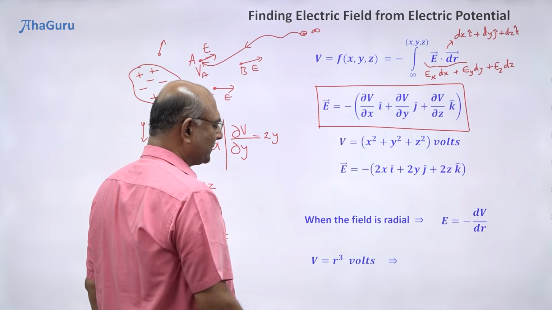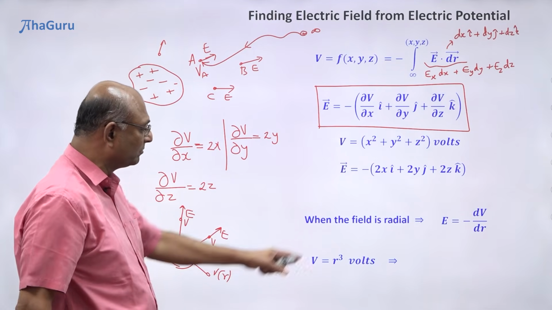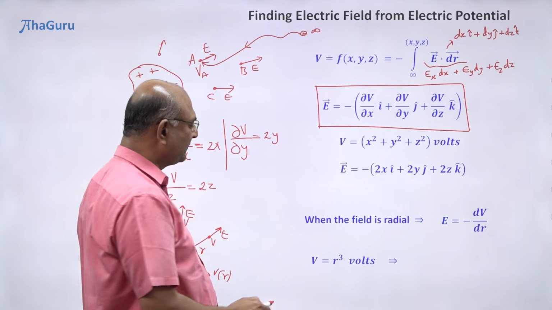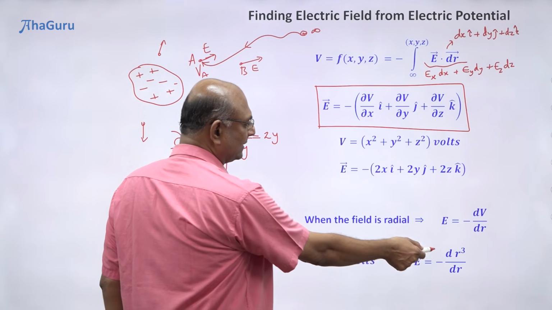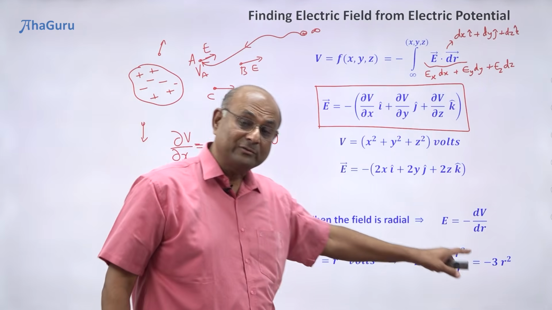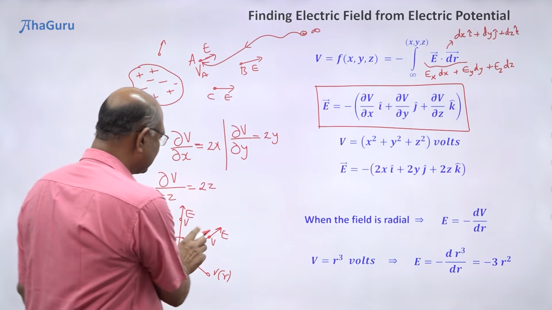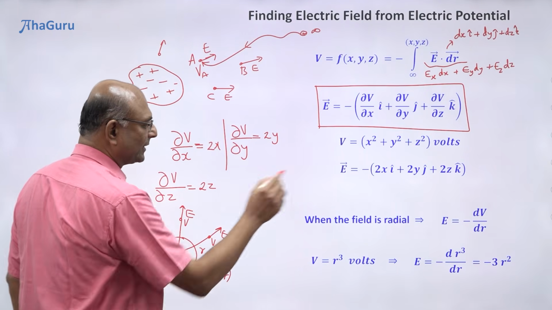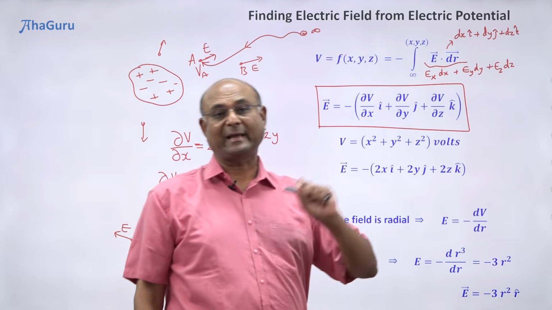Very easy to apply. For example, V is r cube. Suppose I told you that this V is r cube. Then what will be the electric field? It will be minus d of r cube by dr. What is that? 3r square. Right? 3r square. So minus 3r square. Now that is not giving you the direction. So r cap direction. This direction is called r cap. No, this is r. This direction is r cap. So you will write that the electric field vector is minus 3r square r cap.